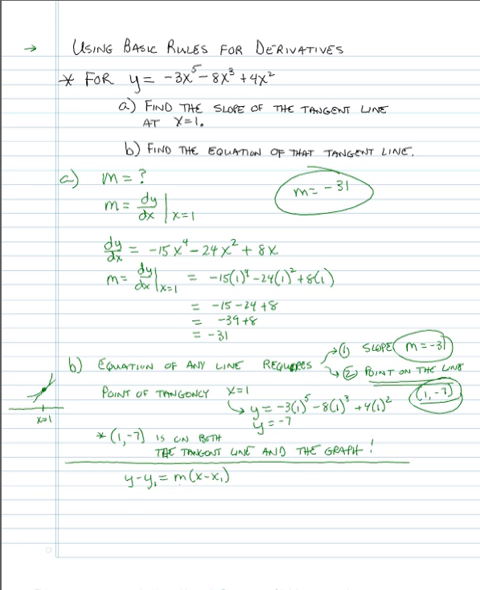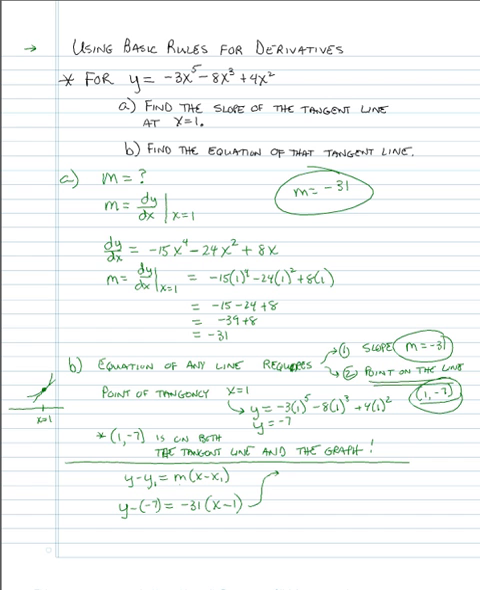So we fill these in. We would have y subtract the y value that we know is on the point, which is negative 7, is equal to our slope m, which is negative 31, times x minus the x value of the point that we know is on the tangent line and the graph. And so we go about simplifying this.